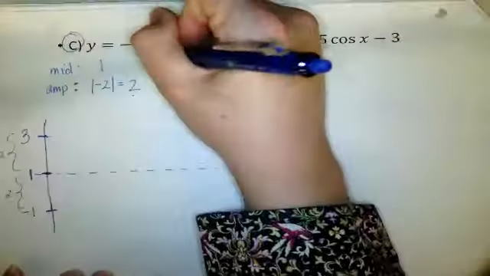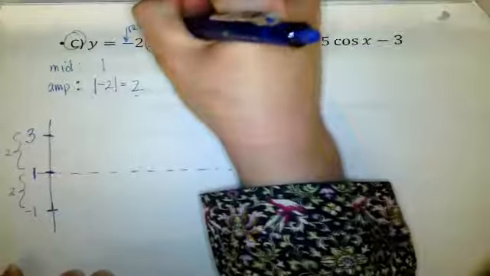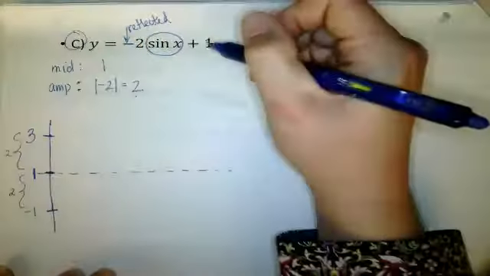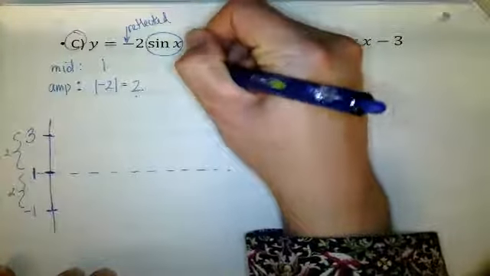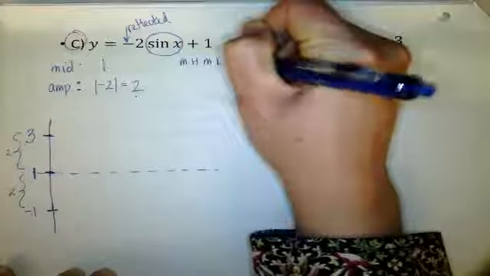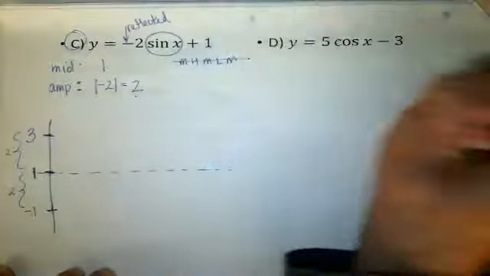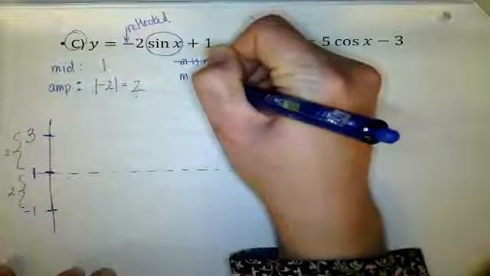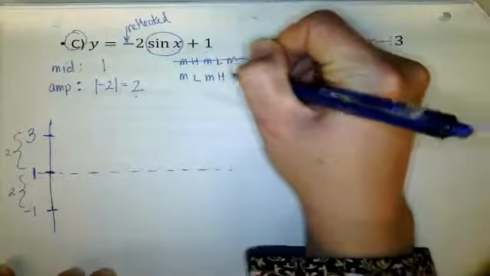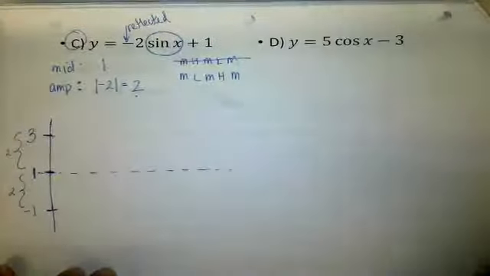We are graphing a normal sine graph that has been reflected. What was the normal sine song? Middle, high, middle, low, middle. But we're going to reflect it. So what does it become? Middle, low, middle, high, middle. Okay.